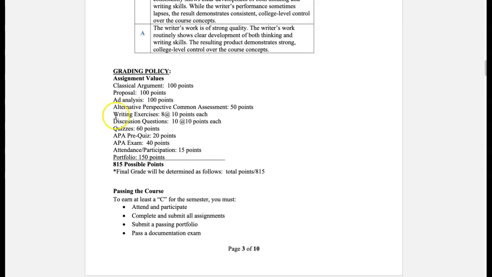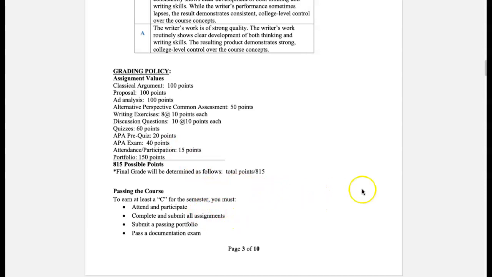The quizzes come out to 60 points, and then we are going to have an APA pre-quiz that's worth 20 points and an APA exam that is worth 40 points. And of course, attendance and participation is worth 15 points and the portfolio is worth 150 points.